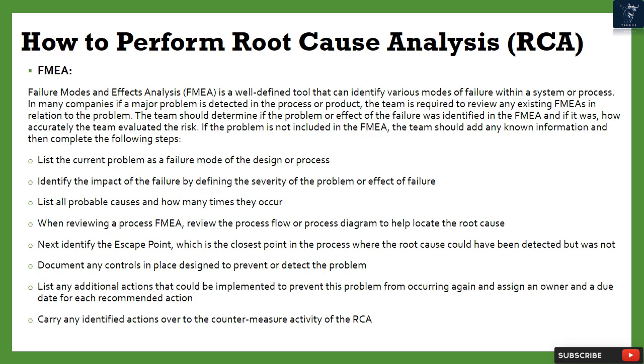List any additional actions that could be implemented to prevent this problem from occurring again, and assign an owner and a due date for each recommended action. Carry any identified actions over to the countermeasure activity of the RCA.